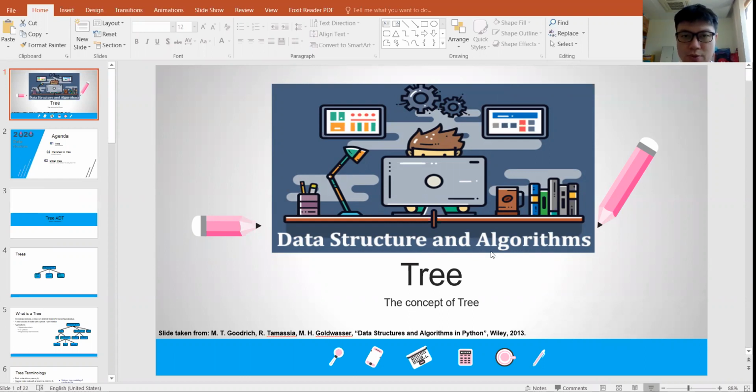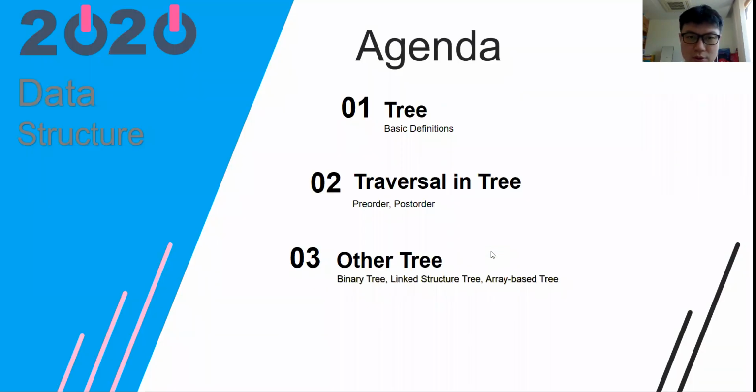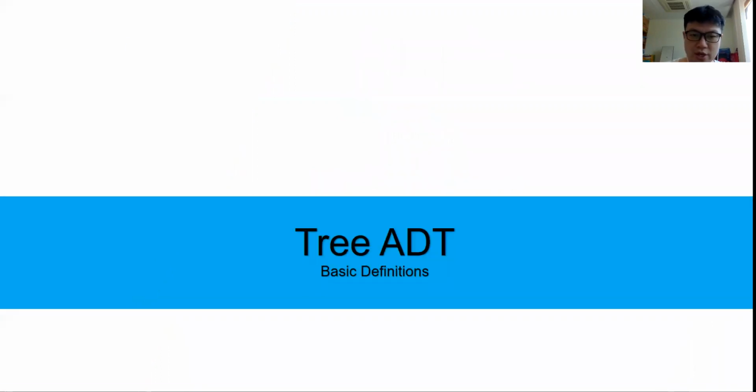For this chapter, we are going to discuss the concept of tree, the basic tree ADT, and then there are some concepts about traversal. So what is traversal? It's kind of traveling in the tree. And for other kinds of tree, we will learn about the binary tree, link structure tree and array-based tree. So first, let's deal with the tree ADT.